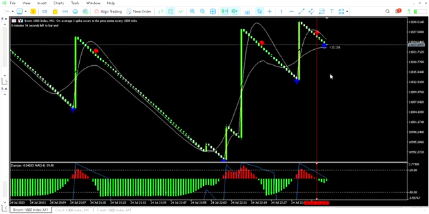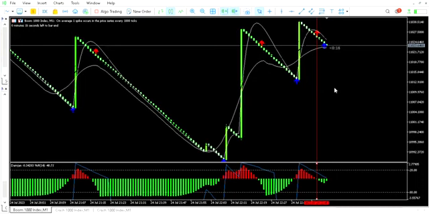For example, look at this one here. When they met, you exit the trade. You look at this one here. When they met, you exit the trade. You look at this one here. When they met, you exit the trade. So that's how it goes. That's how you get to make money with this Boom 1000.